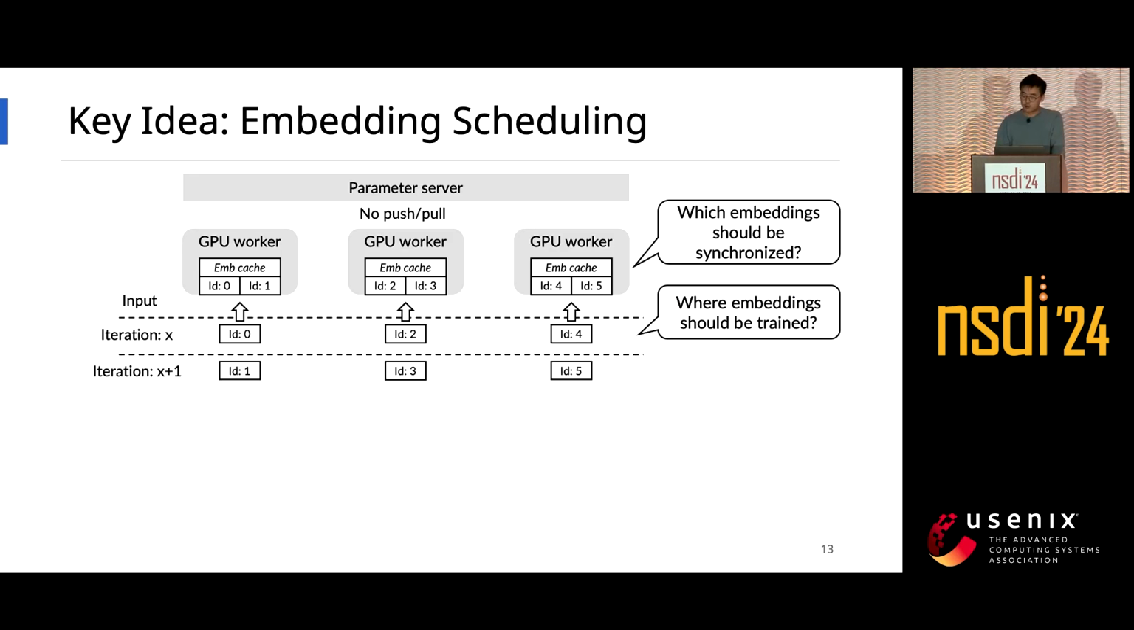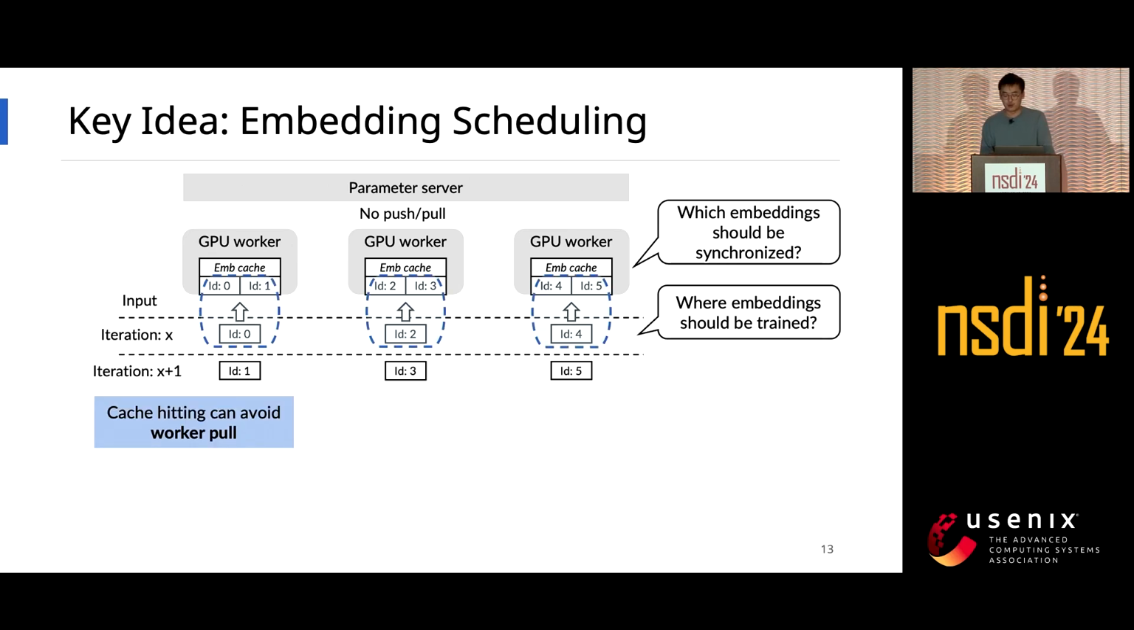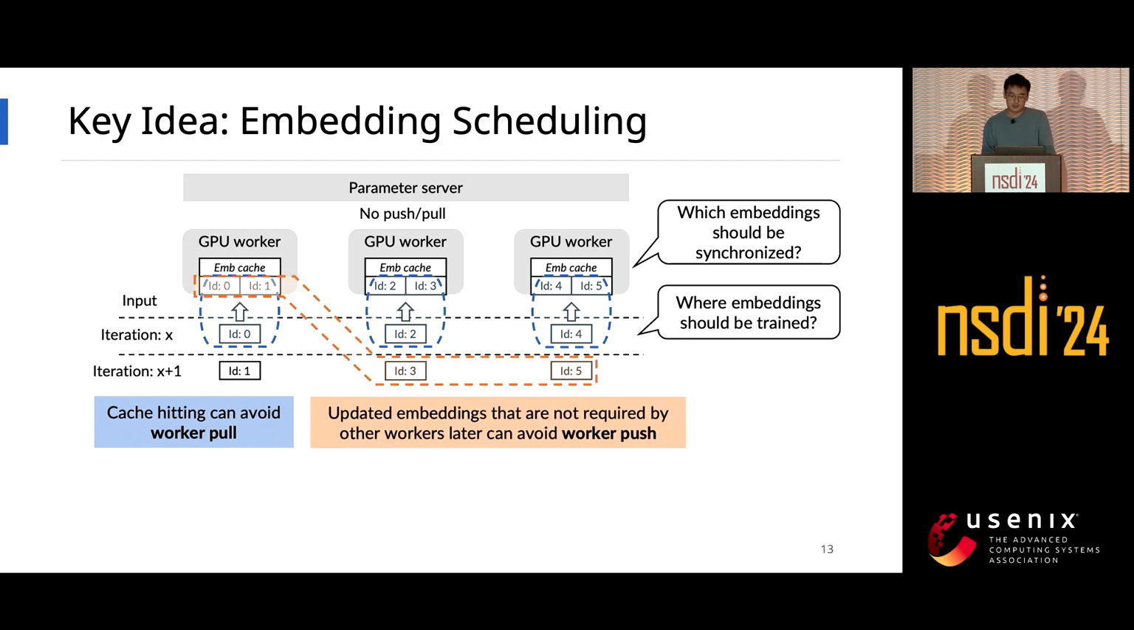Based on the above 2 observations, we propose embedding scheduling, which proactively determines which embeddings should be trained and which embeddings should be synchronized. To answer this question, we revisit how to avoid embedding transmissions during the training. First, cache hitting can avoid cache pull from the PS. Second, if we update the embeddings that are not required by other workers in future iterations, we can avoid pushing these embeddings to a parameter server.